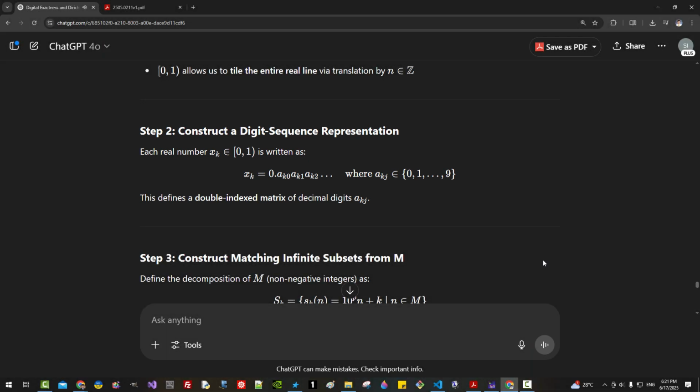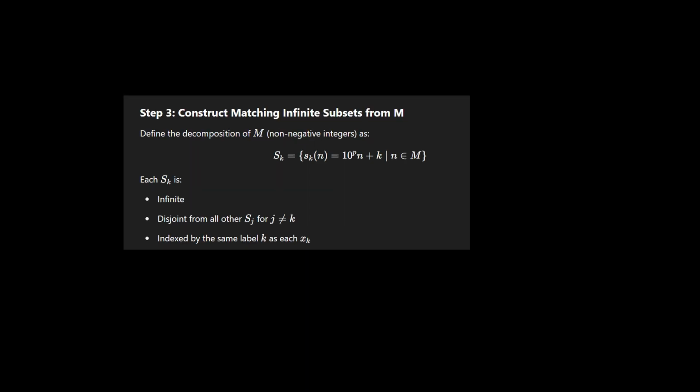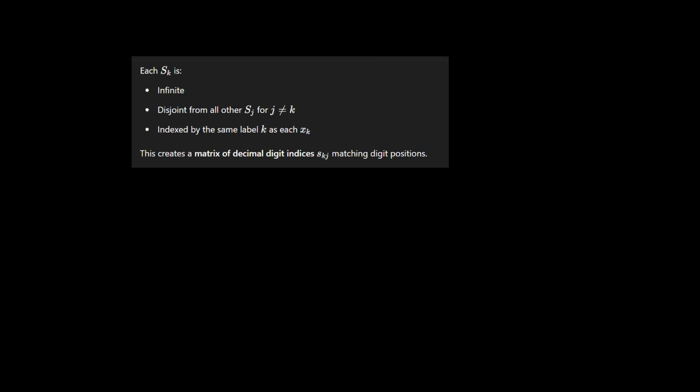Step 2: construct a digit sequence representation. Each real number x_k in [0, 1) is written as x_k = 0.a_k1 a_k2 ..., where a_kj is in {0, 1, ..., 9}. This defines a double-indexed matrix of decimal digits a_kj. Now step 3: construct matching infinite subsets from M. Define the decomposition of M, the non-negative integers: S_k = {s_kn = 10^n + k, n in M}. Each S_k is infinite, disjoint from all other S_j for j not equal to k, indexed by the same label k as each x_k. This creates a matrix of decimal digit indices s_kj, matching digit positions.